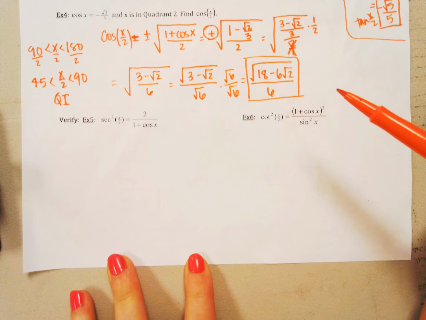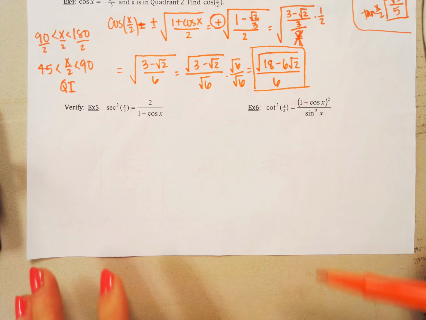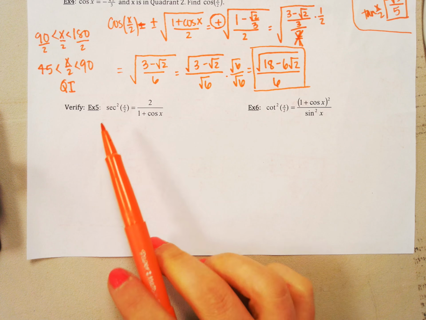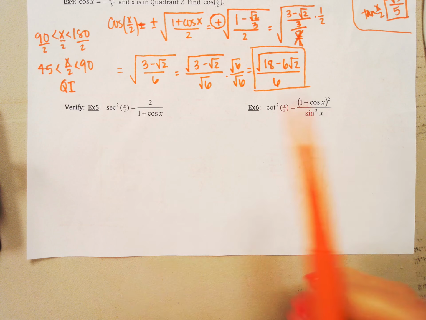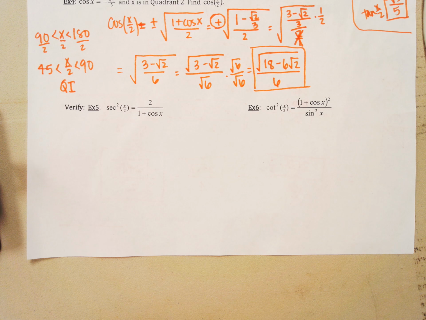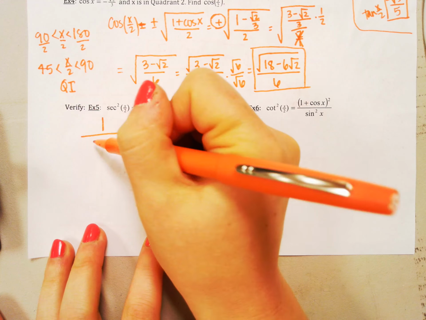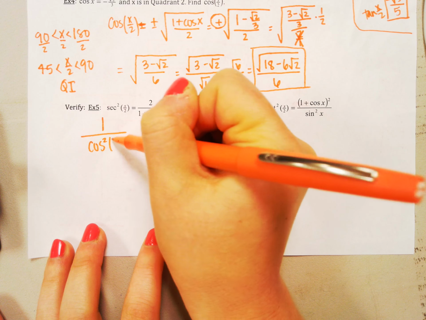Two more problems. These are verification ones, but again, they're pretty straightforward. So in this case, we have the secant squared of x over 2, which we don't have a half angle identity for secant, but we do have one for cosine. So I'm going to change that to 1 over cosine squared of x over 2.